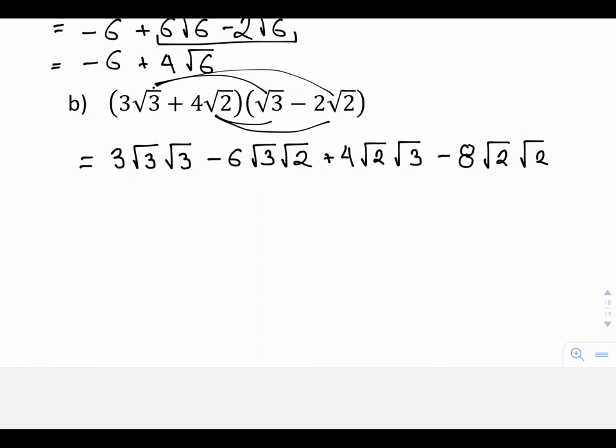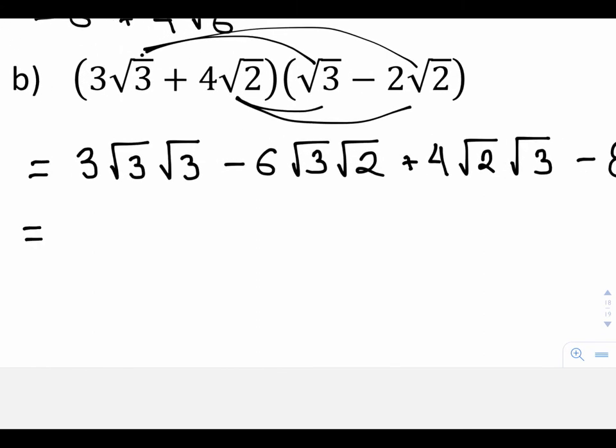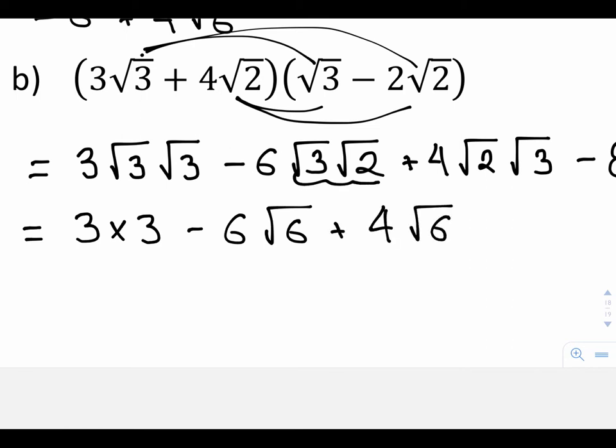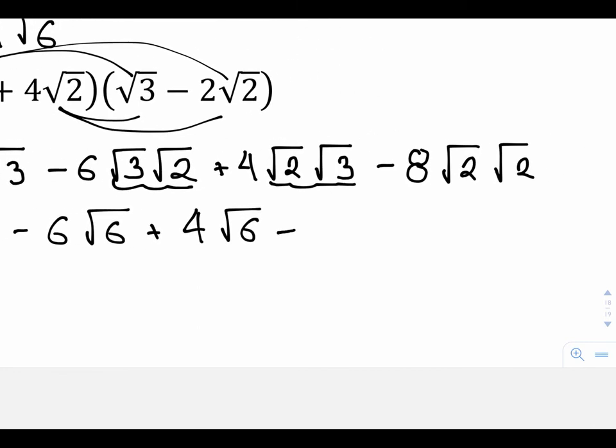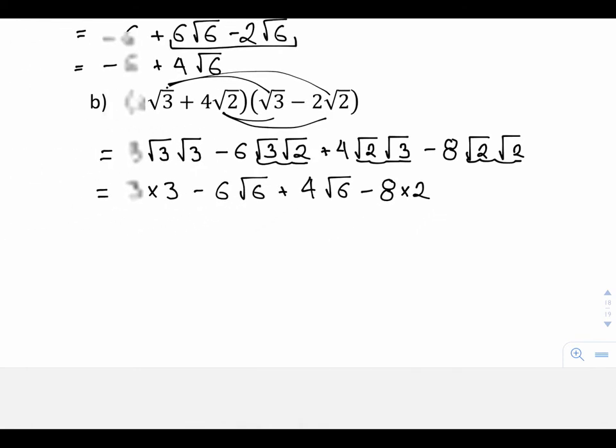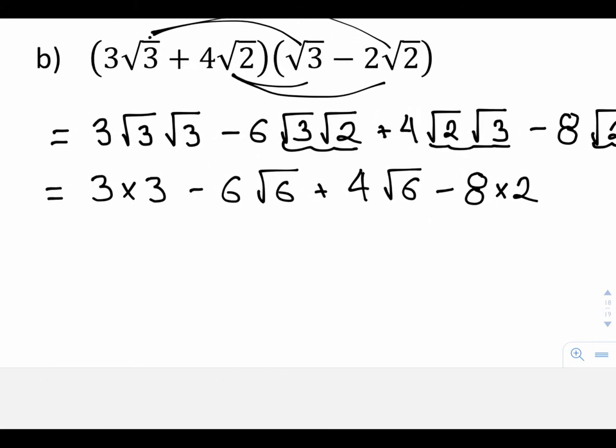Now I can do some evaluation here. So 3 times, well, root 3 and root 3 is going to give me 9. Square root of 9 is 3. Minus 6 root 6. I'm going to combine these two together. Plus 4 root 6. Again, the 2 and the 3 gives me 6. Finally, minus 8. And root 2 times root 2 is root 4. Square root of 4 is 2. So minus 8 times 2. Let's see what we can do here now.